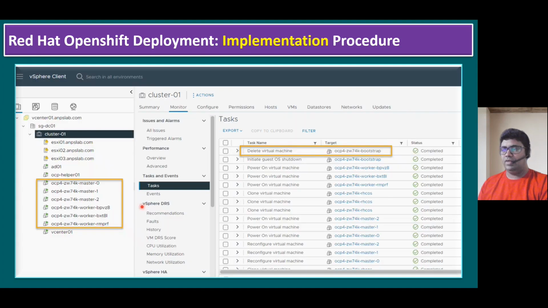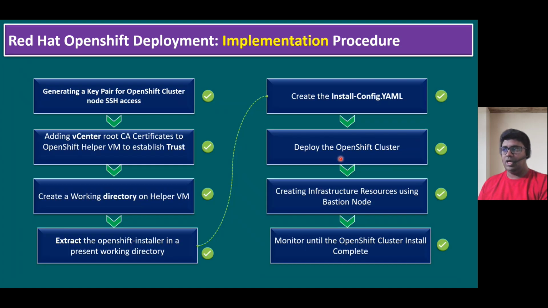Even graphically, if you log into the vCenter server, you can see three master nodes and three worker nodes are created. Earlier we had only Active Directory, the OCP helper VM, and the vCenter server. Even in the recent tasks, you can see there is a delete virtual machine task, that is the bootstrap VM. Bootstrap is used only temporarily during the cluster setup. Once the setup is completed, it will be removed automatically. As part of the implementation procedure, we monitor that the OpenShift cluster install is completed.